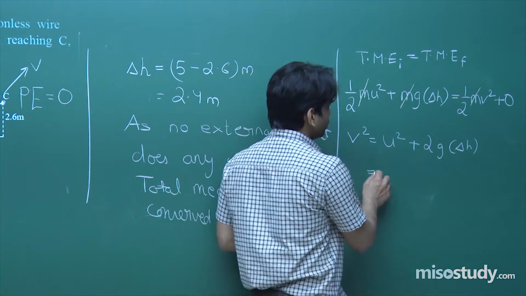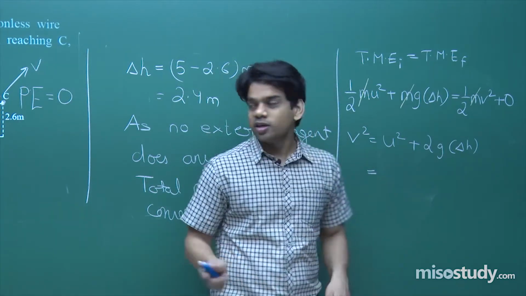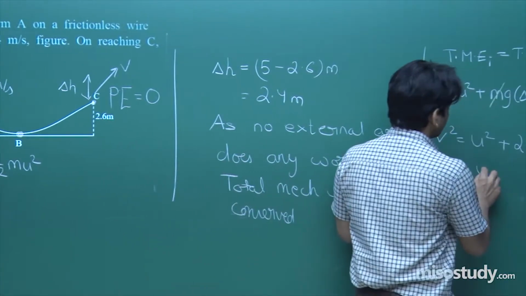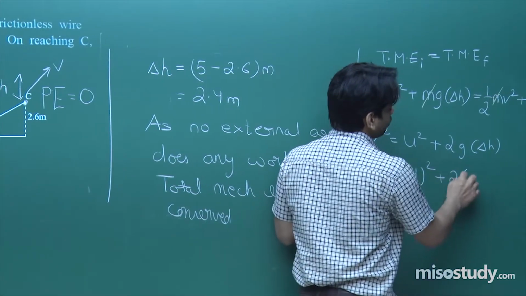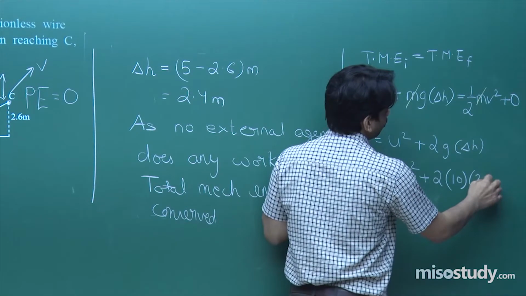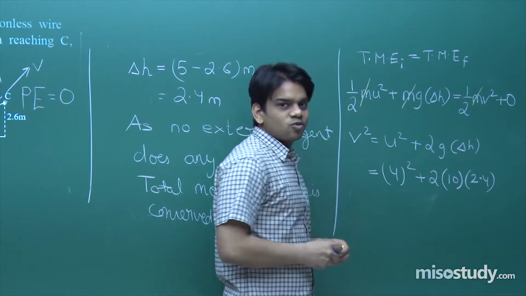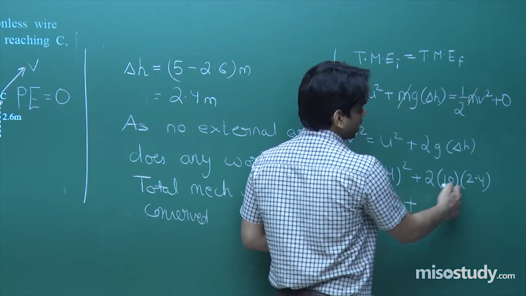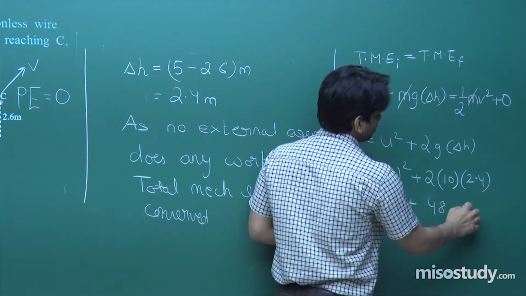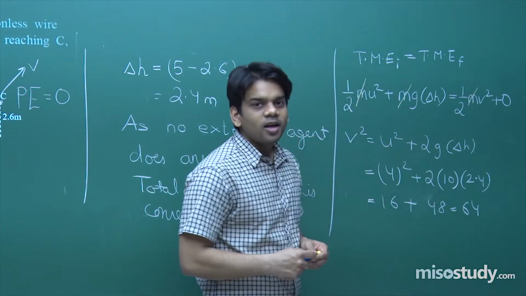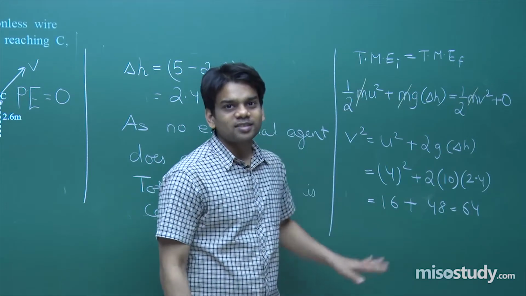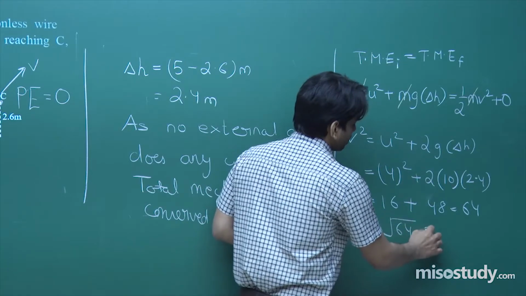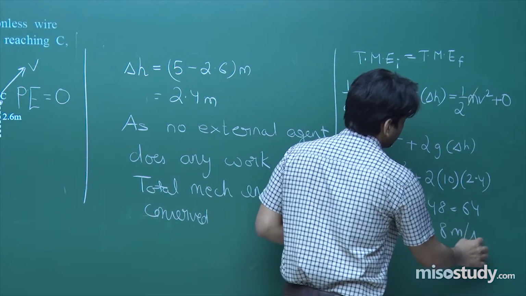Now U is given as 4 meter per second. So this is 4 whole square plus twice of g, let's use as 10, into 2.4. This is what we can do. So we'll be getting 4 square is 16, 2 into 2.4 is 4.8, into 10 is 48. 48 plus 16 will give you 64. I believe that most of you would have understood how to reach the answer. Further, V will come out to be under root 64, that will be 8 meter per second.